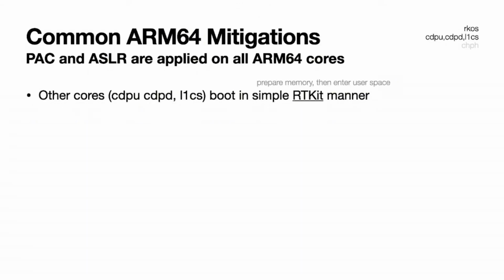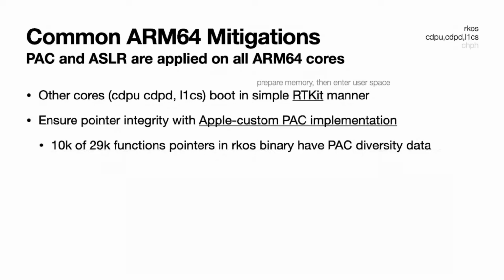And luckily, Apple included some pretty common ARM64 mitigations on the C1 baseband. They are pretty standard on desktop operating systems, but not exactly for basebands. And they applied them to all ARM64 cores. The other ARM64 cores just boot in a simple real-time kit manner compared to the R cores we've just seen.